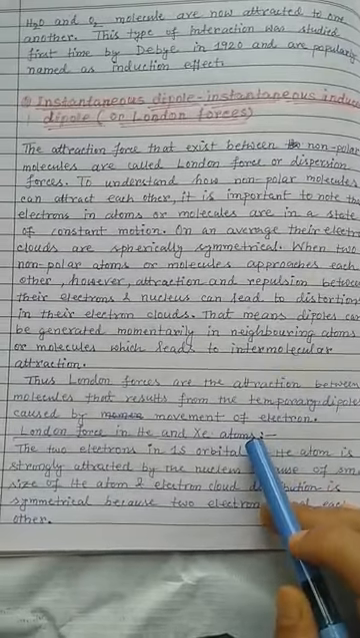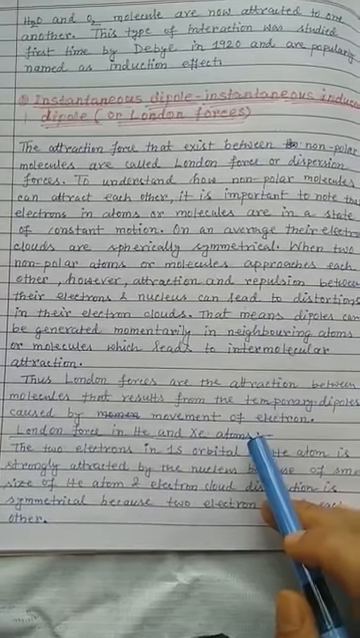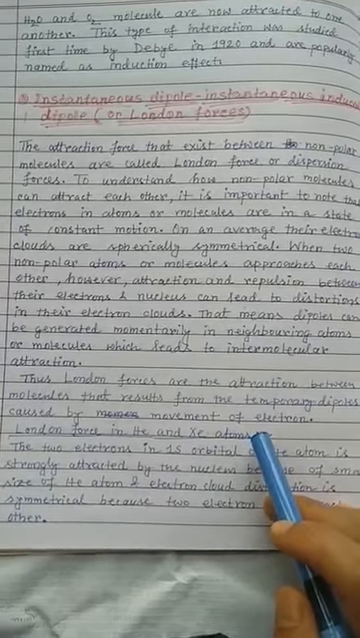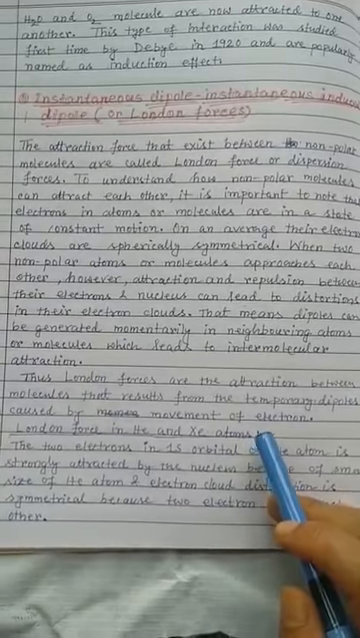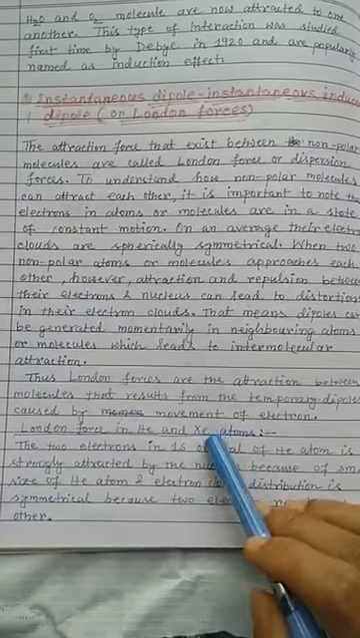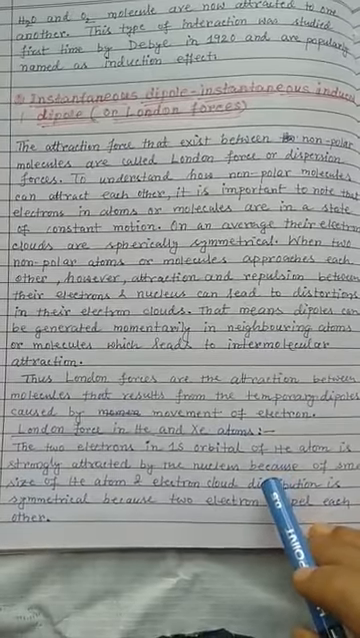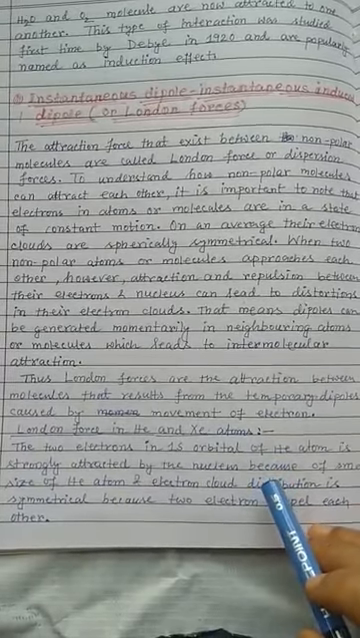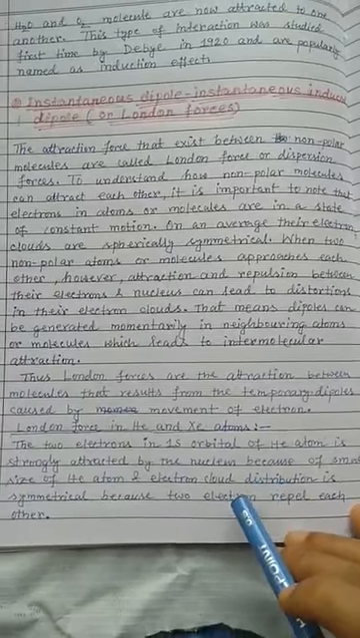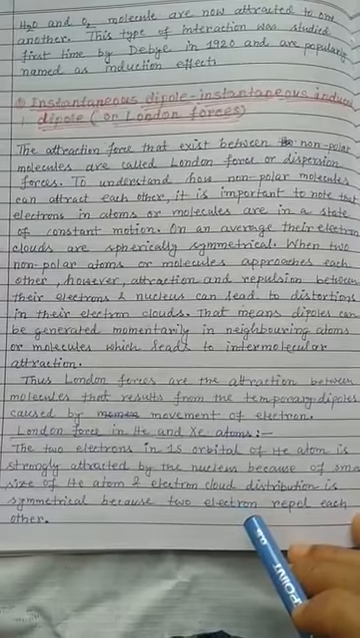So now we can give a very beautiful example of helium and xenon atoms. Both are, we know, noble gases. Okay, so first we will discuss the helium atom. The two electrons in the 1s orbital of the helium atom are strongly attracted by the nucleus because of the small size of the helium atom, and the electron cloud distribution is symmetrical because the two electrons repel each other.